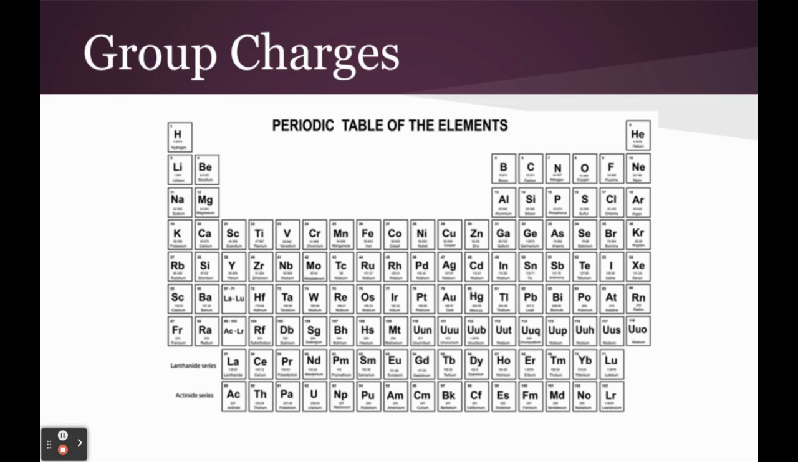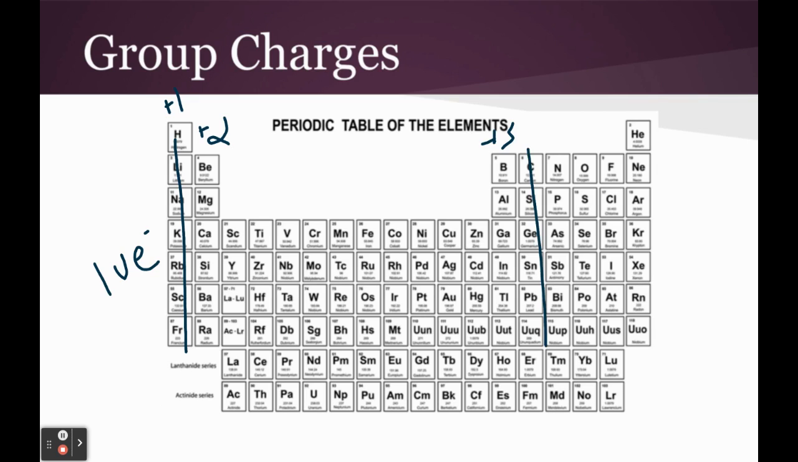So before we can predict the products of a synthesis reaction, we need to do a quick review of a previous lesson. All of the elements in group 1A have 1 valence electron. They're going to lose that 1 valence electron, and once they do that, their charge will be +1. 2A has 2 valence electrons, so all elements in 2A will have a charge of +2. 3A will have a charge of +3.